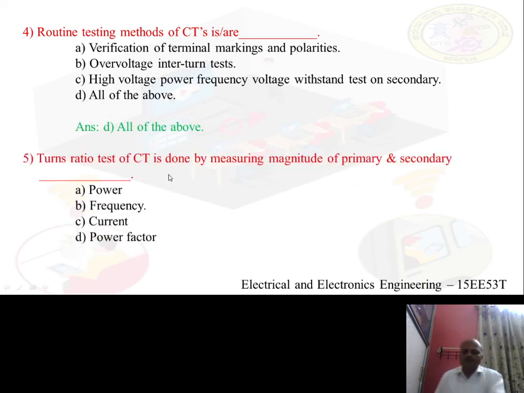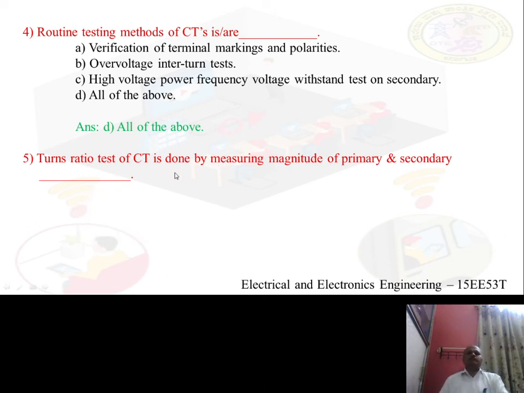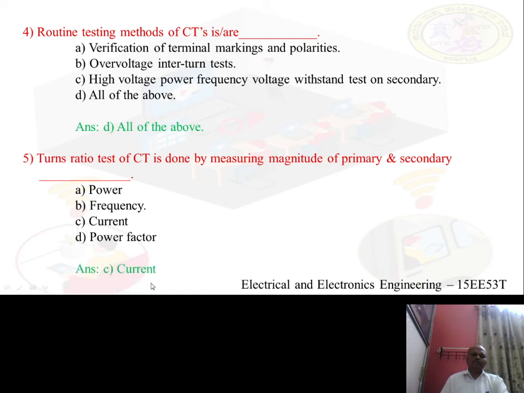Question number 5. Turns ratio test of CT is done by measuring magnitudes of primary and secondary dash. Your options are A. power, B. frequency, C. current, D. power factor. Turns ratio of current transformers. Your answer is C. current.